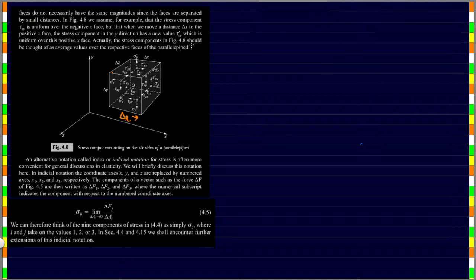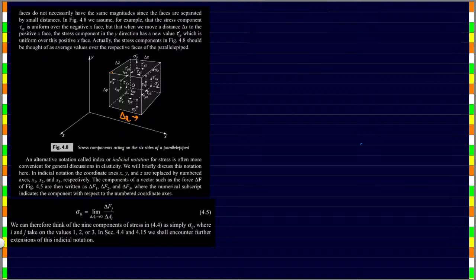Actually, the stress components in figure 4.5 should be thought of as average values over the respective faces of the parallelepiped. Okay. And that average value itself we are finding by the limit. We are applying limit in order to find the average value.